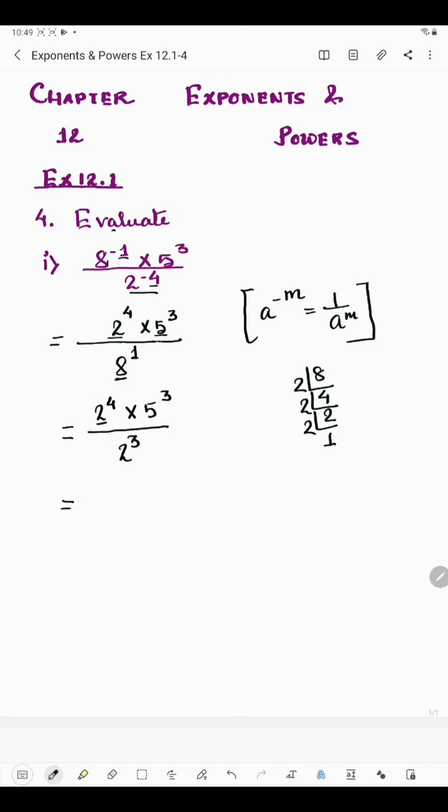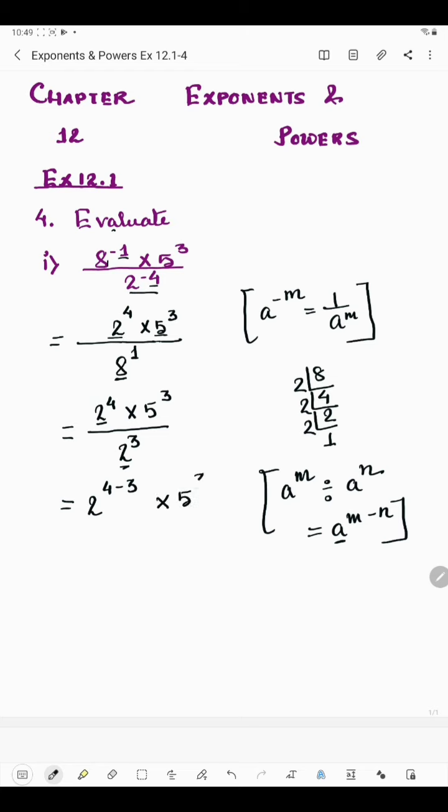Now we can see that these two have the same base. According to the law, when we have the same base and a divide sign is present in between, the powers are subtracted, right? So we write the base here, 2 is the base, and we subtract the powers, so it's 4 minus 3, multiplied by 5 raised to the power 3. Now 4 minus 3 is 1, so 2 to the power 1 multiplied by 5 cube.